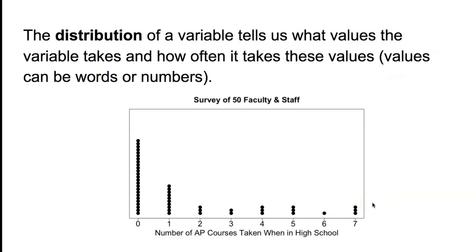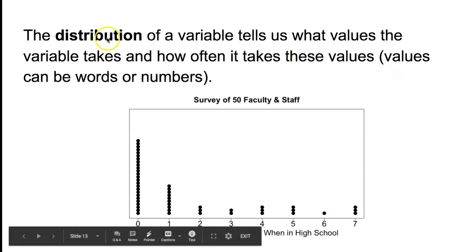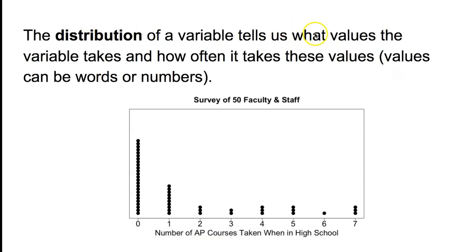But those are distributions. Basically throughout this course, pretty much in every chapter, we'll talk about different types of distribution. So it's important for you to understand that a distribution tells us the values the variable takes and how often it takes those values.